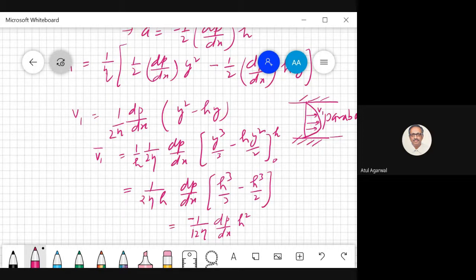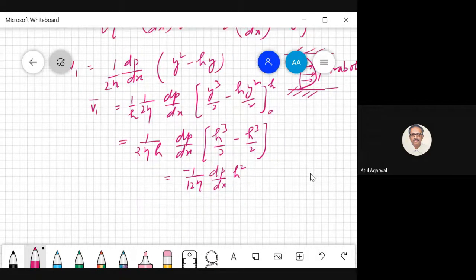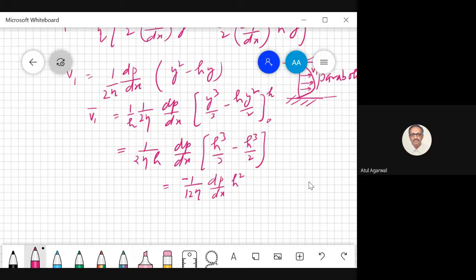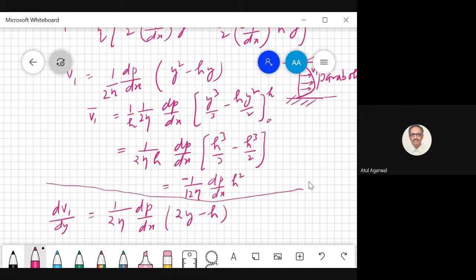Any problem? You see dp by dx is negative. So you get a positive average velocity. You need a pressure gradient to drive the fluid. So since we have got v1, we can find dv1 by dy. What do we get? 2 eta dp by dx, 2y minus h. So this is your velocity gradient.